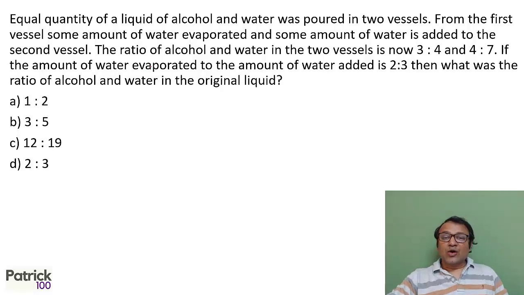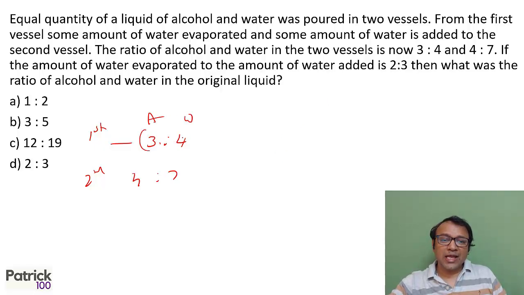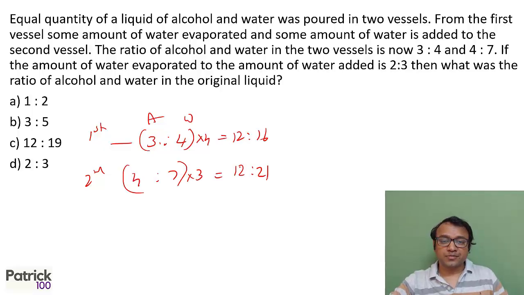Equal quantities of alcohol and water are poured into two vessels. In the first vessel, some amount of water is evaporated. So if you look at the first vessel now, the resultant ratio of alcohol to water is 3:4. In the second vessel it is 4:7. Alcohol is the same in both, so first try to make alcohol the same. I multiply the first by 4, so it becomes 12:16. I multiply the second by 3 to get 12:21.